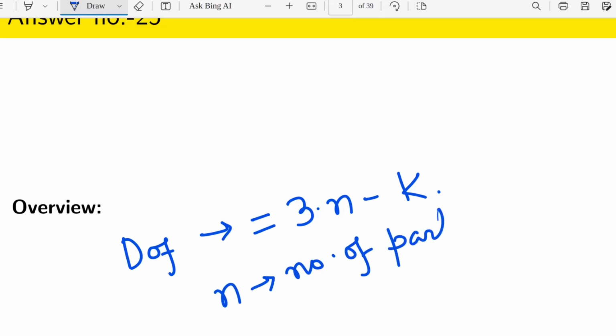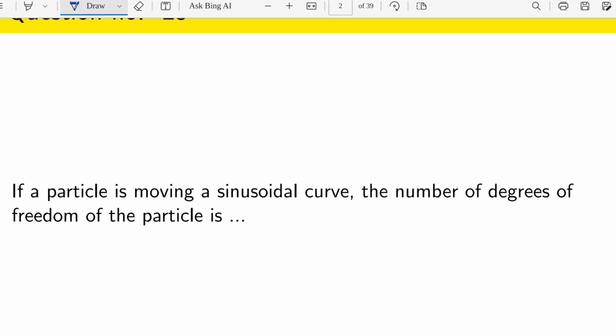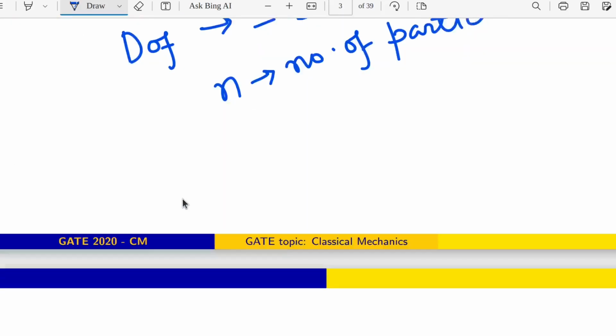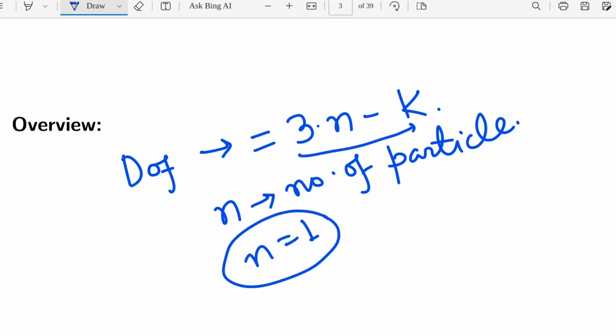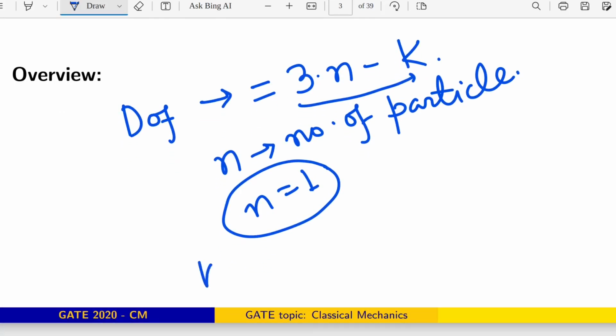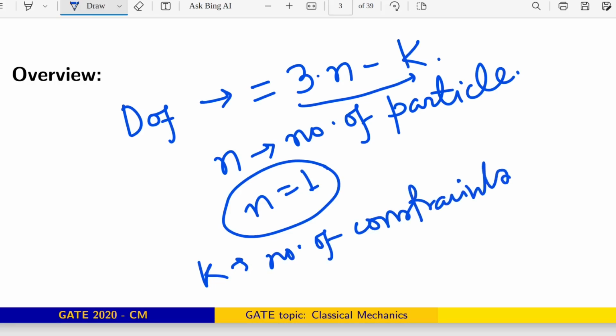Here we are considering only one particle. You can see in that question they are asking about one particle moving in a sinusoidal curve, so the number of particles for this case is 1. But in general the expression is 3n minus k. And what is k here? k is the number of constraints. I will tell you what the number of constraints is. And this is the degrees of freedom, 3n minus k.